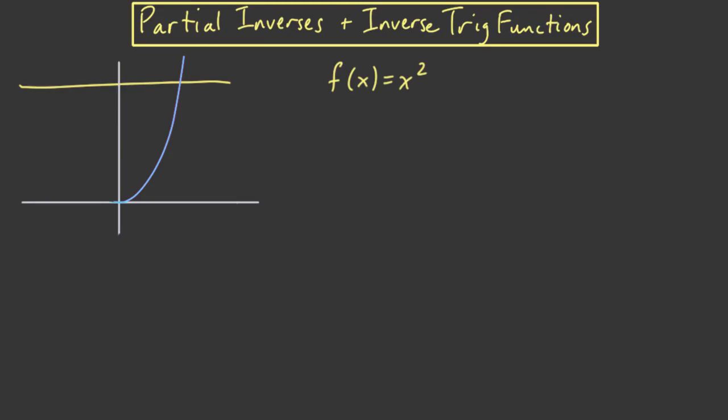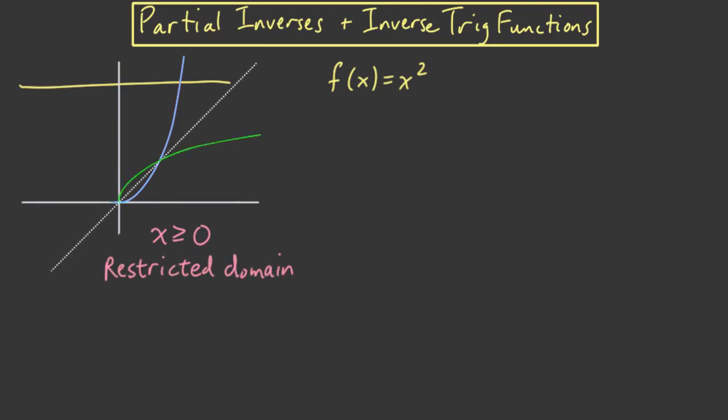What we're doing here is only allowing values of x that are greater than or equal to 0. We've restricted our domain. So now, when we reflect across the y equals x line, we get this. It's not a full inverse, just a partial inverse, but it does satisfy the vertical line test. For the original function, we restricted its inputs to numbers which are greater than or equal to 0. So for the partial inverse, its outputs are restricted to numbers which are greater than or equal to 0.